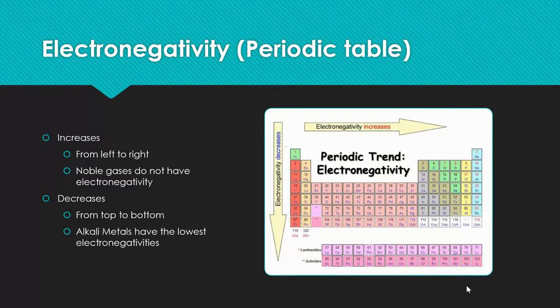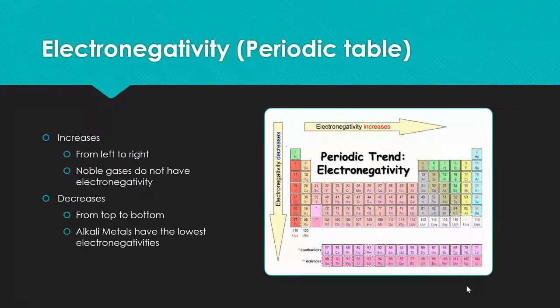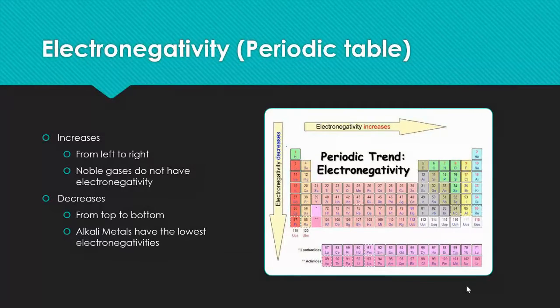Electronegativity increases from left to right, and noble gases do not have electronegativity because they have a full range of valence electrons. And then it decreases from top to bottom, and your alkaline metals have the lowest electronegativities.